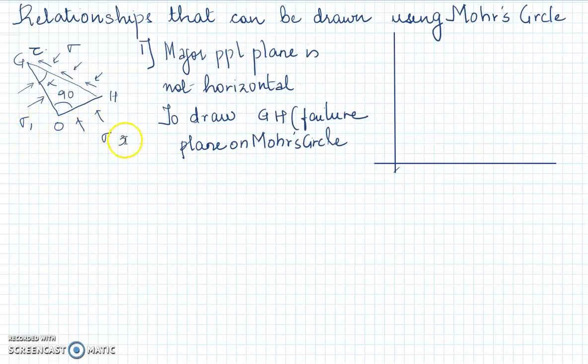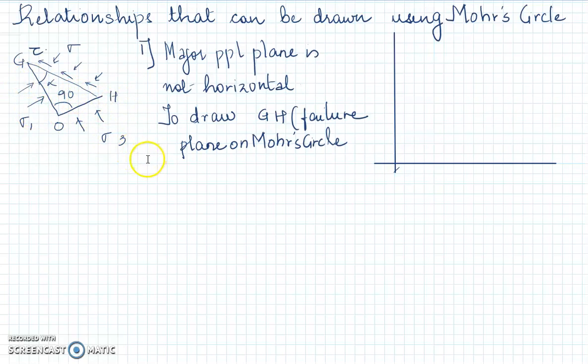Right. Now, what is sigma 1 and sigma 3? Sigma 1 is the major principal stress and sigma 3 is the minor principal stress. Now, the first objective that we're going to discuss is the case when sigma 1 is non-horizontal and we want to indicate GH on the Mohr circle, and we need to determine the direction of sigma 1 knowing the direction of sigma 3 and the values of sigma 1 and sigma 3. What are we trying to do? We are trying to find out the direction of sigma 1. We are trying to locate GH on the Mohr circle.